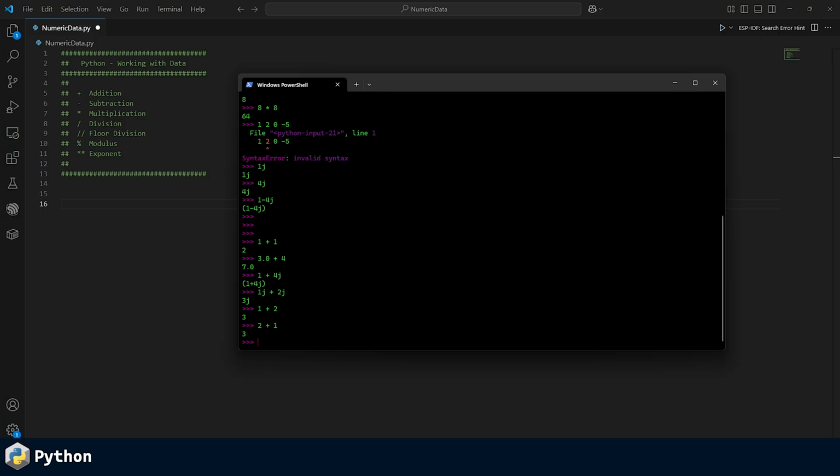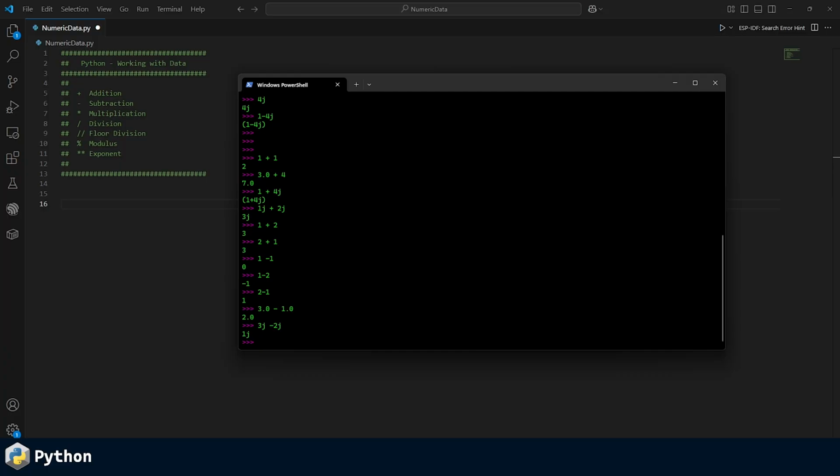Subtraction, on the other hand, the order does matter. So you could have 1 minus 1, which will give you 0. If you, let's say, had 1 minus 2, that'll give you -1. But if you do 2 minus 1, you, of course, will get a positive 1. And that works with all of the data types. So 3.0 minus 1.0 with floats, or 3j minus 2j, which will give you 1j.